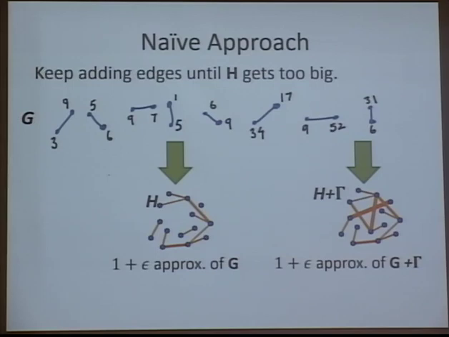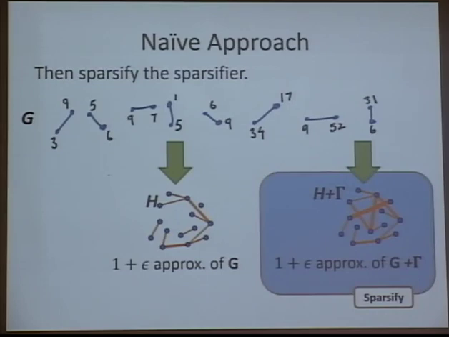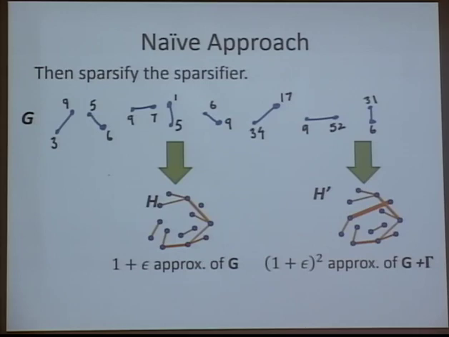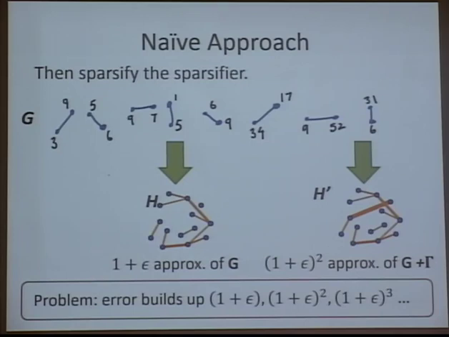Okay? If you want to reduce its edges, you could just sparsify it again, right? You could sparsify this and get a 1 plus epsilon approximation of that, which is a 1 plus epsilon squared approximation of G plus gamma. But then, of course, this doesn't work, because if you keep doing this, your error builds up very quickly, and you can barely do it for any number of steps. Okay, so this doesn't work.